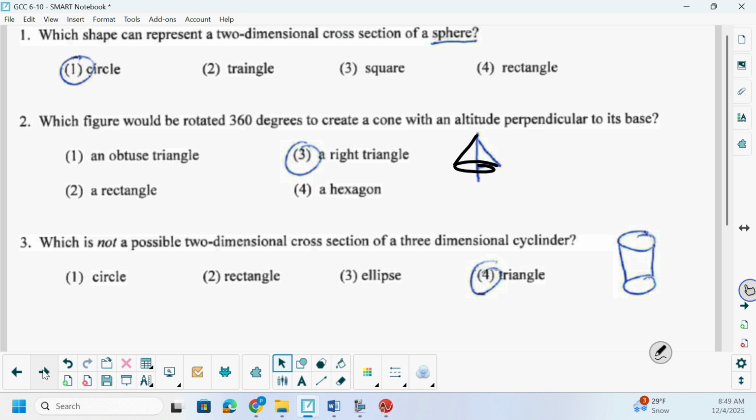From our cylinder, you could get a circle if you sliced it horizontally. You could get a rectangle if you sliced it vertically. And an ellipse is what in everyday language people would call an oval. If we slice it diagonally through the rounded parts, we would end up getting a shape kind of like that. So the triangle is the only one that could not happen.